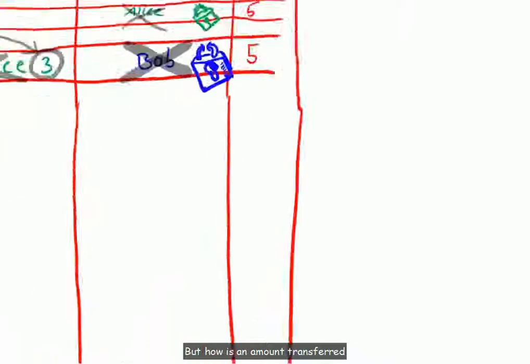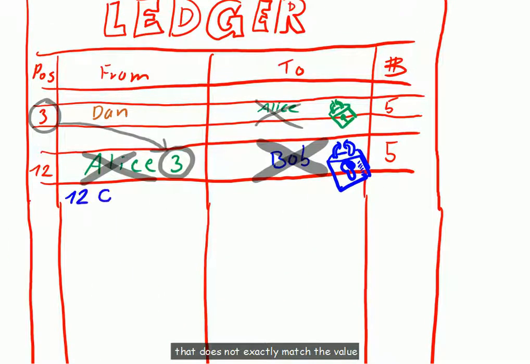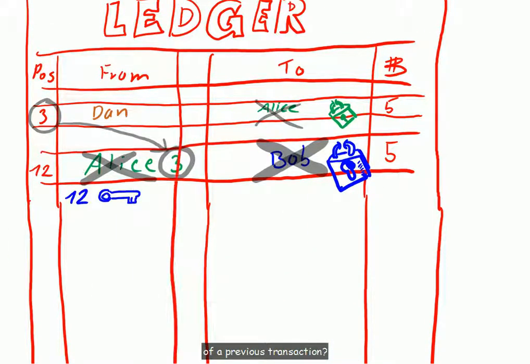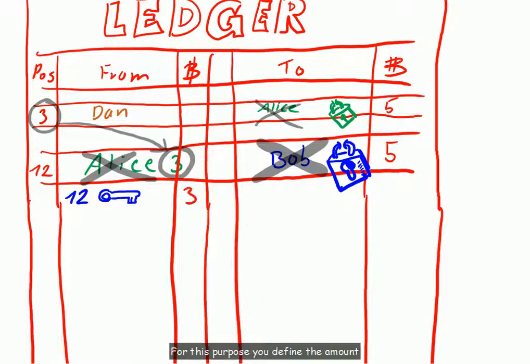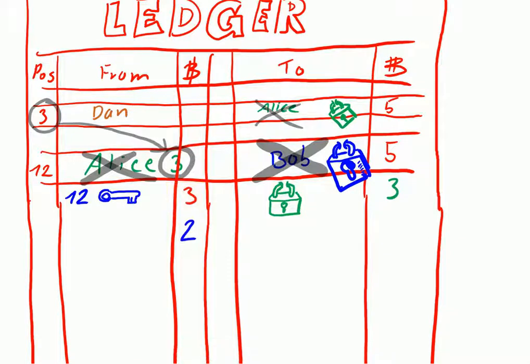But how is an amount transferred that does not exactly match the value of a previous transaction? For this purpose you define the amount to be transferred to the receiver address and create a second line, with the difference amount, back to your own address.